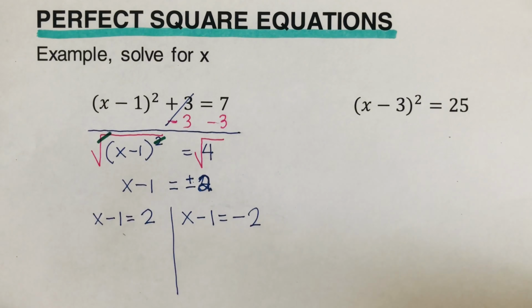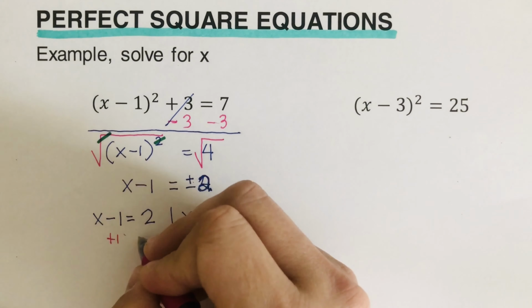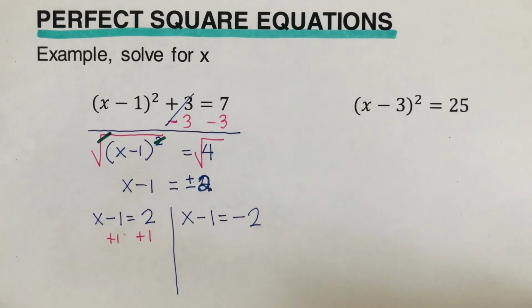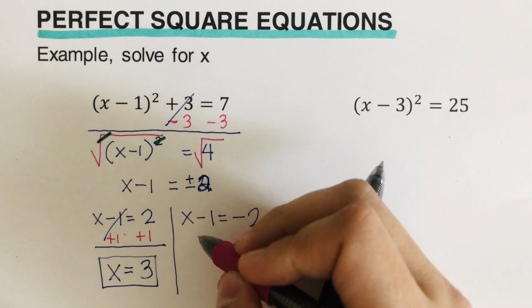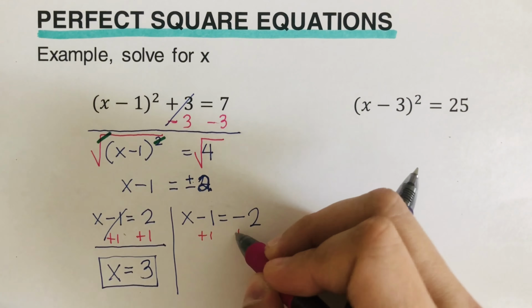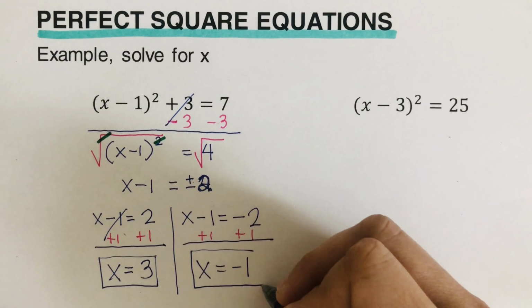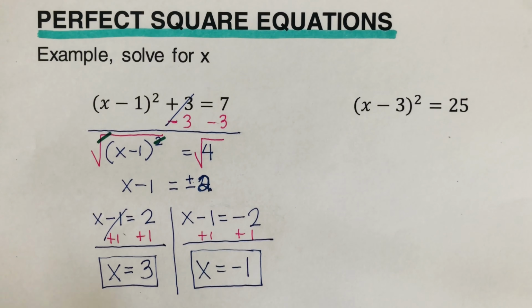From here, I can go ahead and add 1 to both sides, plus 1 here. So then we are able to get x. For the first, x is 3. And then for the other x, we add 1 to both sides, plus 1 here. So then the other x is negative 1. So these are the two x's.